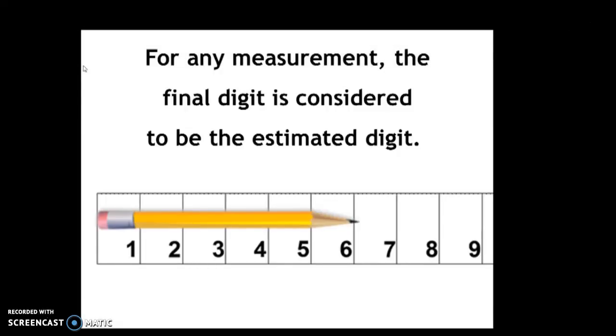Okay, now we're going to talk about measuring objects on a ruler. As you can see, this is a centimeter ruler. It's not labeled as centimeters, but that's what it is.